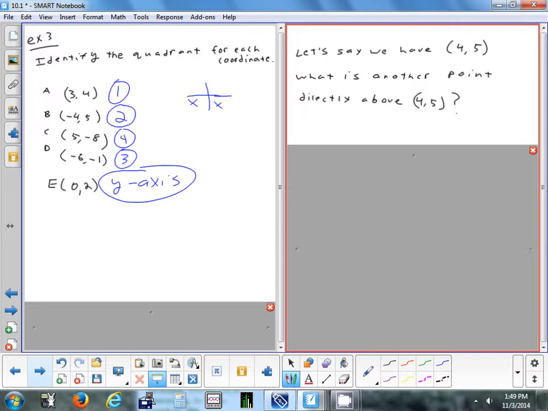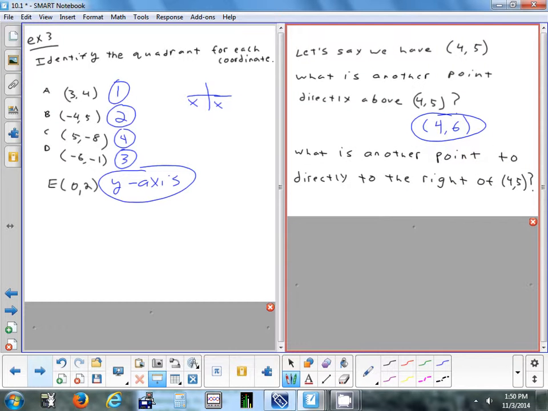Okay. What's a point that's directly above 4, 5? What would be the next one right above it? 6. Yeah. It would be 4, 6. So which value changed when you went above? Did it the x or the y? Y. Yeah, it affects the y.